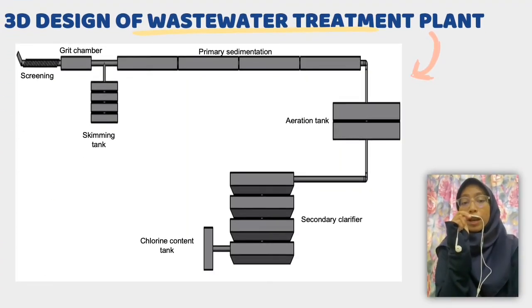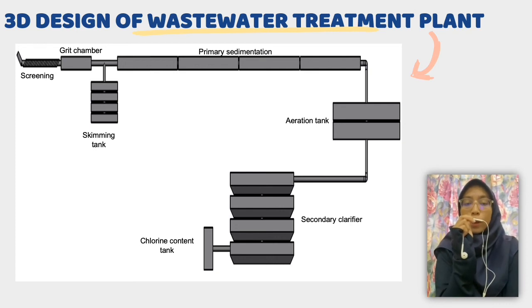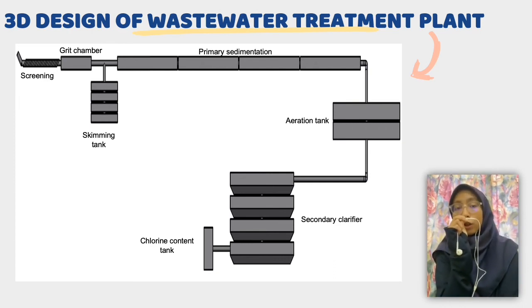This is the 3-dimensional layout that we designed using AutoCAD software. This design includes the preliminary treatments, which are screening, grit chamber, and we have 4 tanks for oil removal, also known as skimming tanks. Then, for primary treatment, we have 4 primary sedimentation tanks. And the last one is secondary treatment, that consists of 2 aeration tanks, 4 secondary clarifiers, and chlorine contact tank. This wastewater treatment design is very suitable and compatible with the need of the project in Taman Armon.